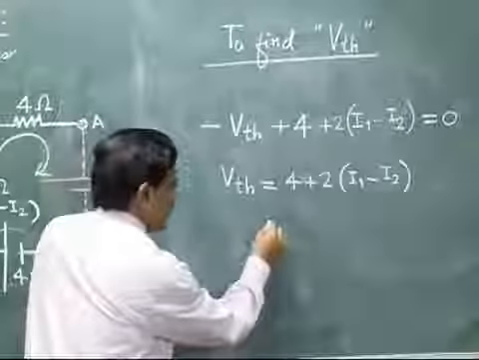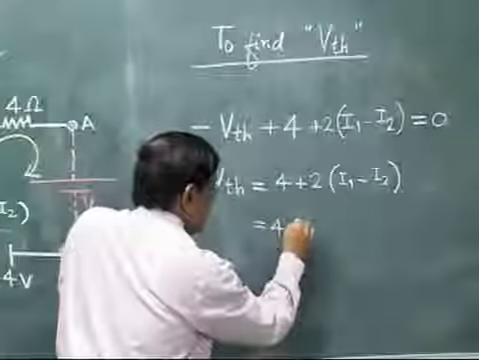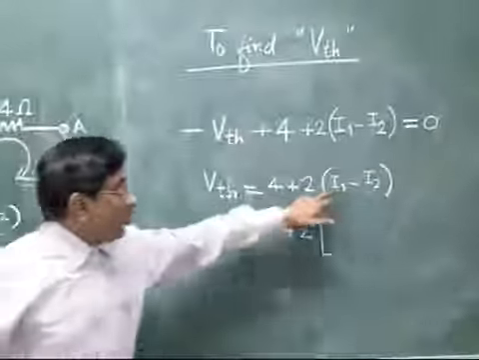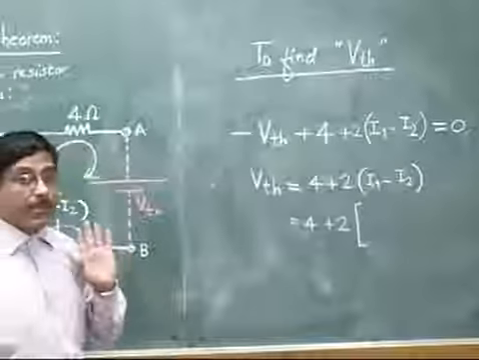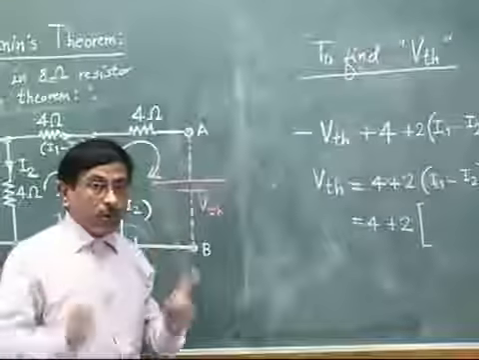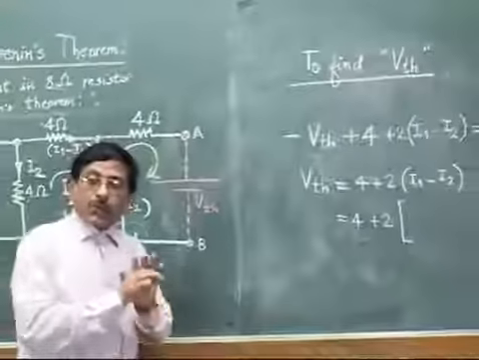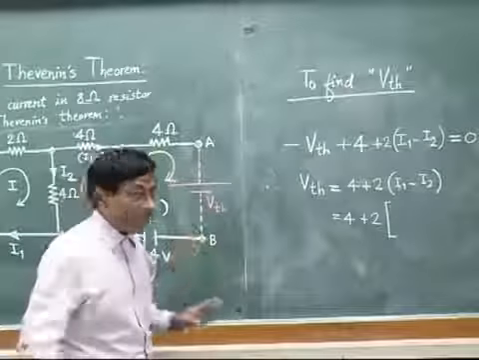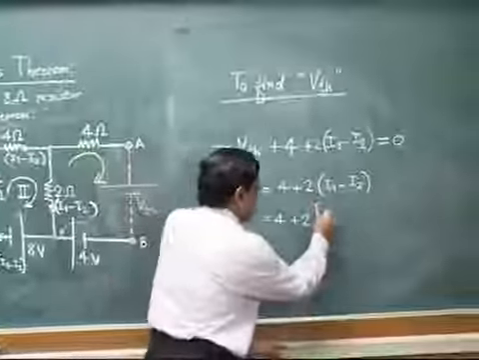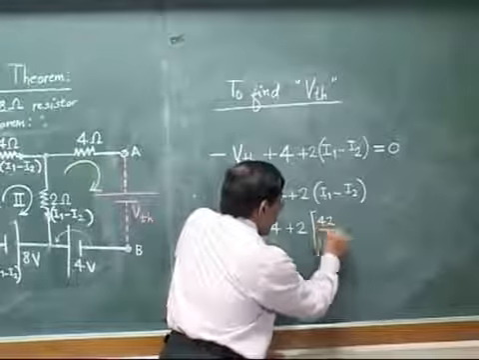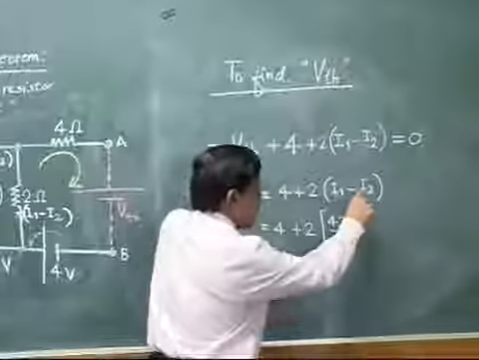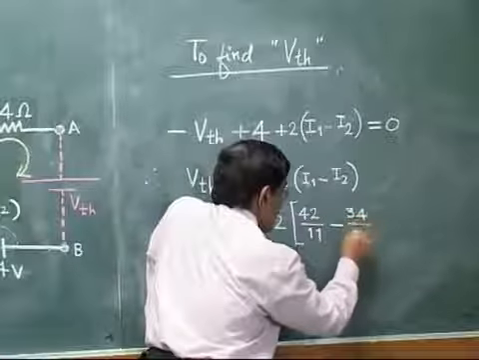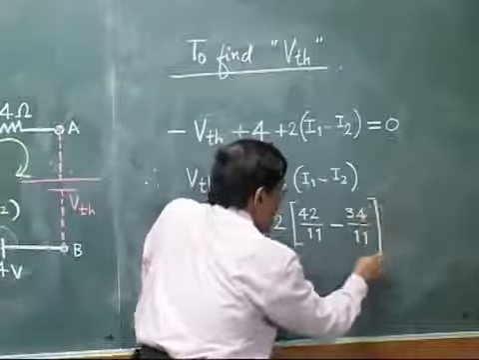Now here we substitute the values. So equal to 4 plus 2 times I1 minus I2, where the I1 and I2 values we have already calculated in step 2. That you have to introduce. Introduce those values with whatever signs you have got, plus or minus. Don't change those signs. That is very important. So I1 we have got as plus 42 by 11. I2 we had got as plus 34 by 11. So both values we had got plus.